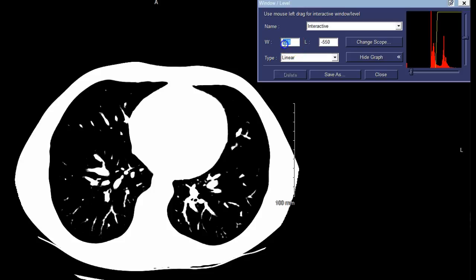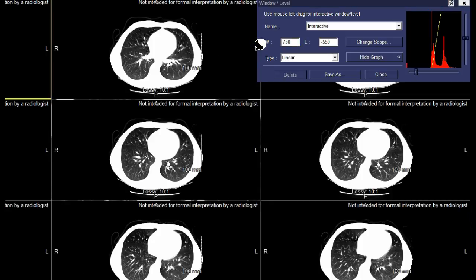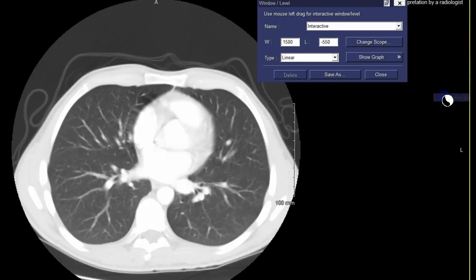Say that instead of 1500, I go to the midpoint and try 750. You're still able to visualize the structures of the lungs, but you're not nearly at the level of detail that we saw before. It's still too contrasty between those blacks and whites. So in order to prevent it from being too contrasty, let's go back to where we were and see the difference. Now, back to this true visualization, we can see those lung-based structures clearly.